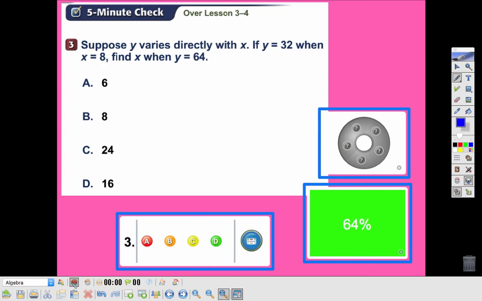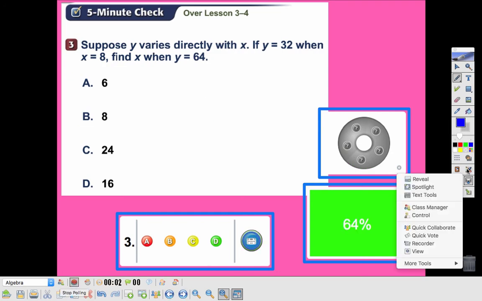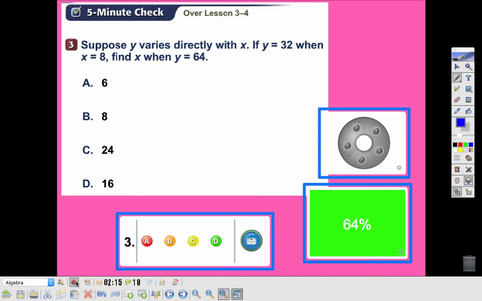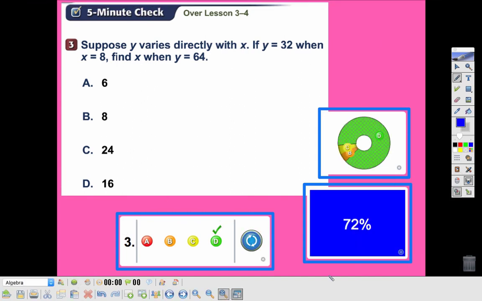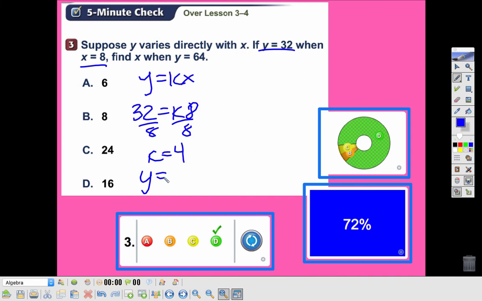All right, try this one. All right, pretty good job on that, guys. So what's the first step here? You need to do y equals kx. Y equals kx. Great, that's a direct variation equation. We know our y and we know our x. So 32 equals k times 8. Divide by 8, so what does k equal? 4. So y equals 4x. That's your actual direct variation equation.